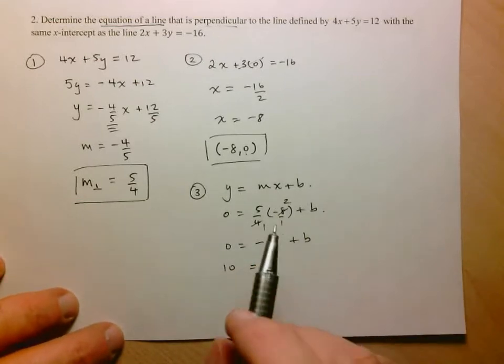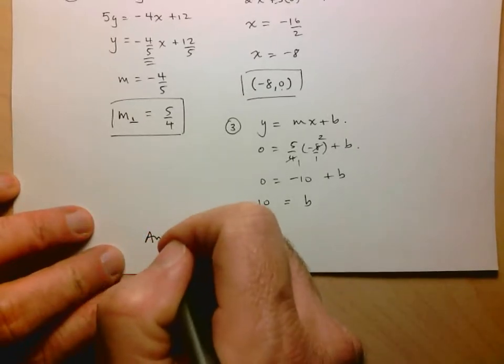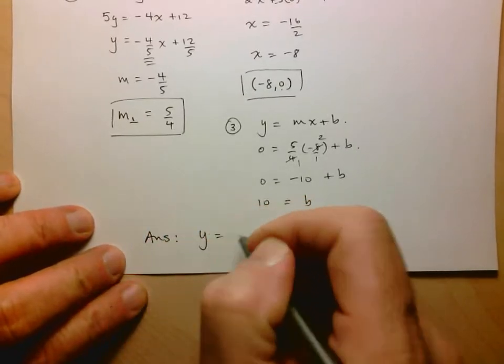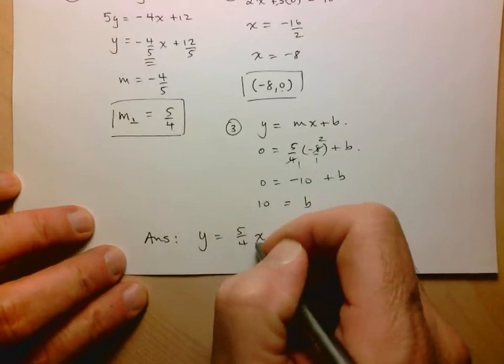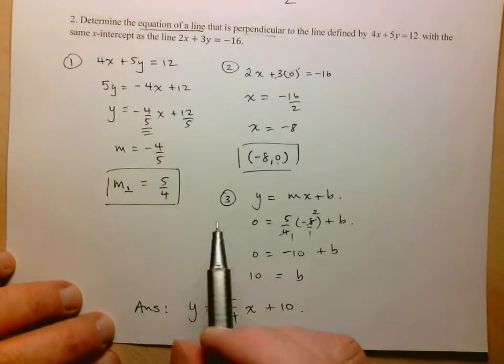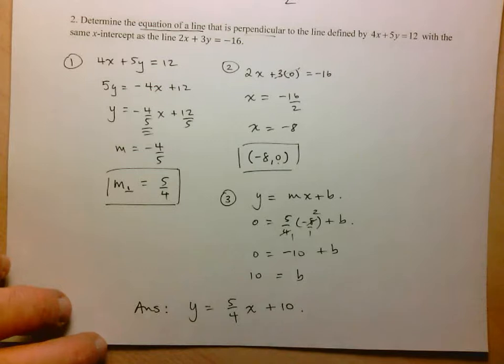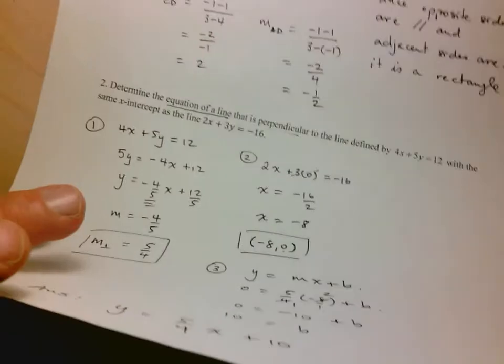And remember that what they were asking me for was the equation of this line. So my answer is going to be y equals 5 over 4x plus 10. And that satisfies all the conditions we were given. Okay, we're going to move on to number 3 now.